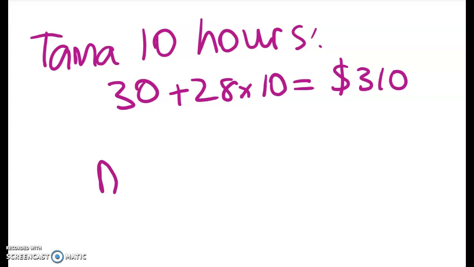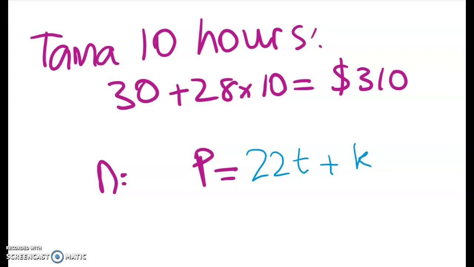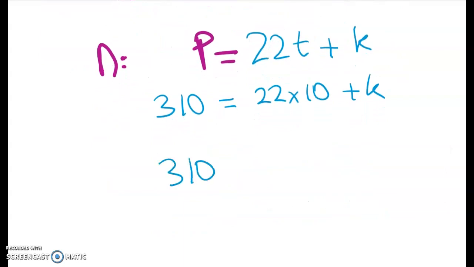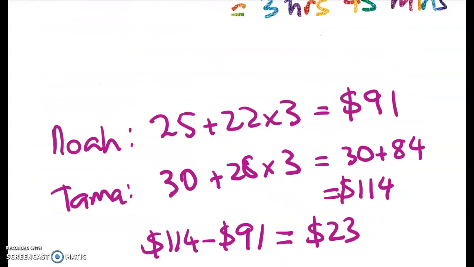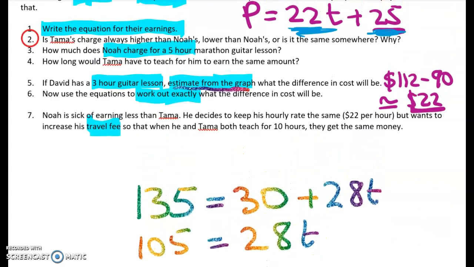So what Noah has to do is he's going to leave his hourly rate the same, right? The hourly rate is going to stay at 22t, but we're going to change this number to something else. And we know that they have to be equal at 10 hours. So we're going to have 310 is equal to 22 times 10 plus k. 310 is equal to 220 plus k. K has got to equal a whopping $90, right? So he would have to put his travel fee up to $90 so that they get the same amount.